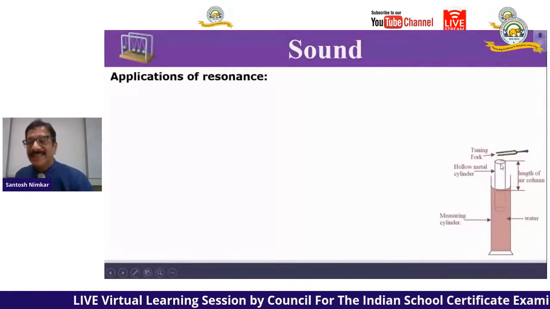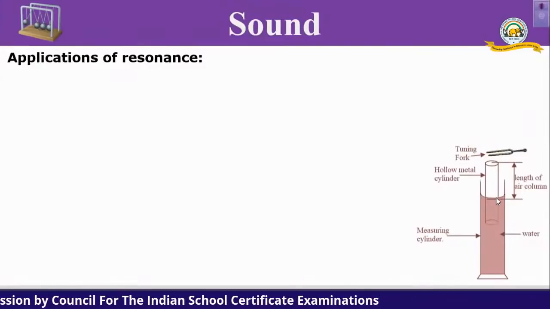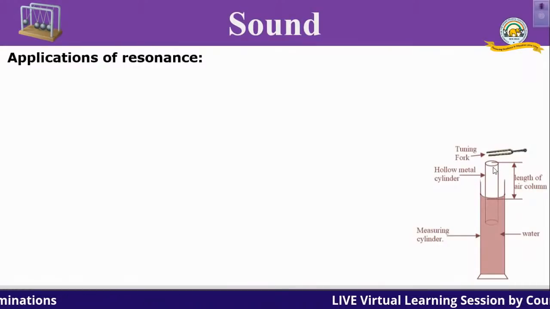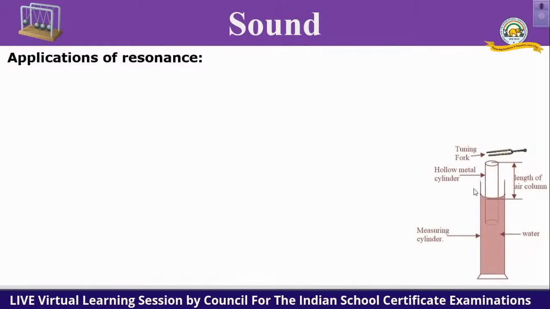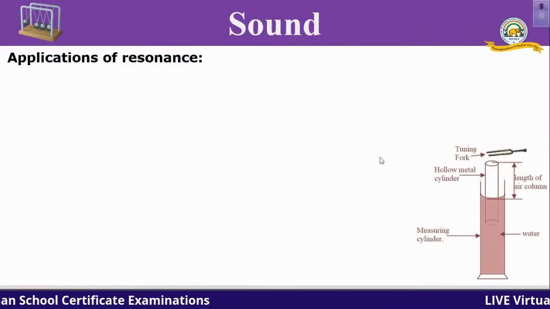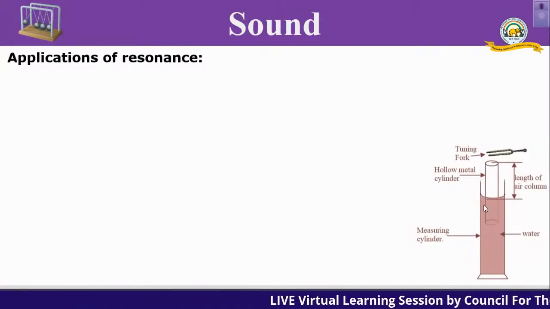Now this is true in the air column also. The natural frequency of the air column is inversely proportional to the length of the air column. So the longer the length, the shorter the frequency, and the shorter the length of the air column, the longer the frequency. Now if you see, this is a tube, a measuring cylinder basically.